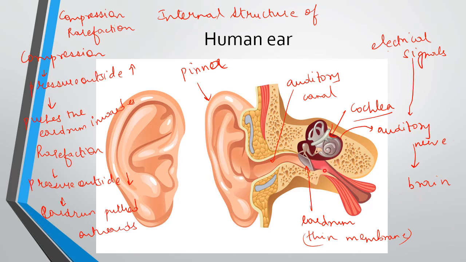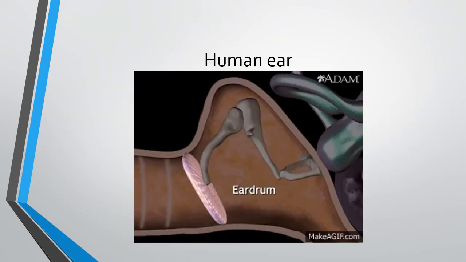As you can see, the internal structure is so delicate, you are not supposed to put any sharp objects inside your ear, otherwise you would damage the eardrum. We are also not supposed to listen to loud noises using earphones. So with this we complete the chapter. This is just a GIF which shows how the sound waves are coming and the eardrum is moving, the vibrations are occurring and then they are being transferred.